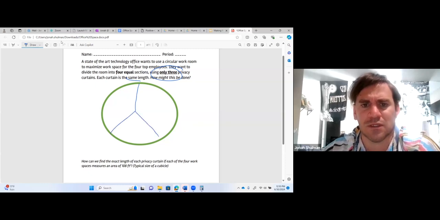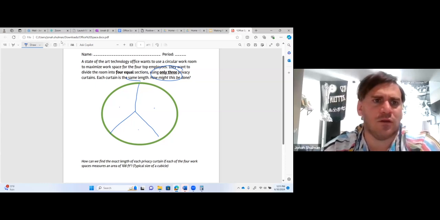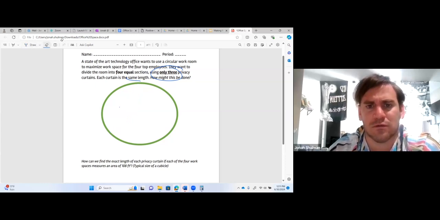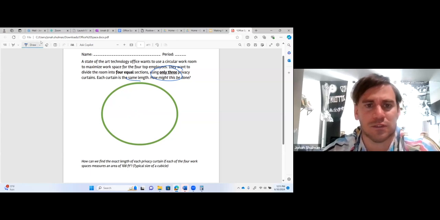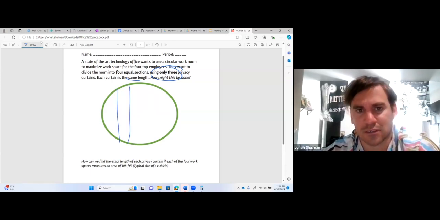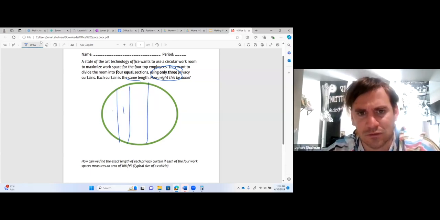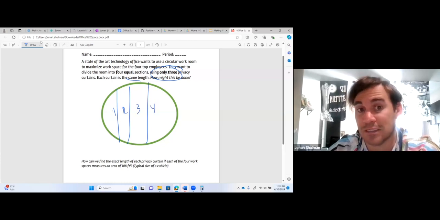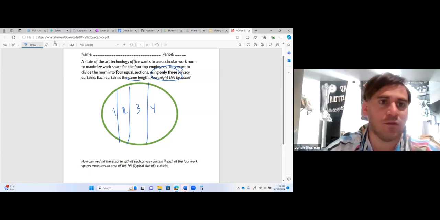3 equal spaces. I mean, 3 equal privacy curtains. However, the curtains are not the same length. Another mistake I've seen is that students just do this and they try to make this as equal as possible with these lines, but it's really hard to do. So this isn't either. So none of those methods do it.